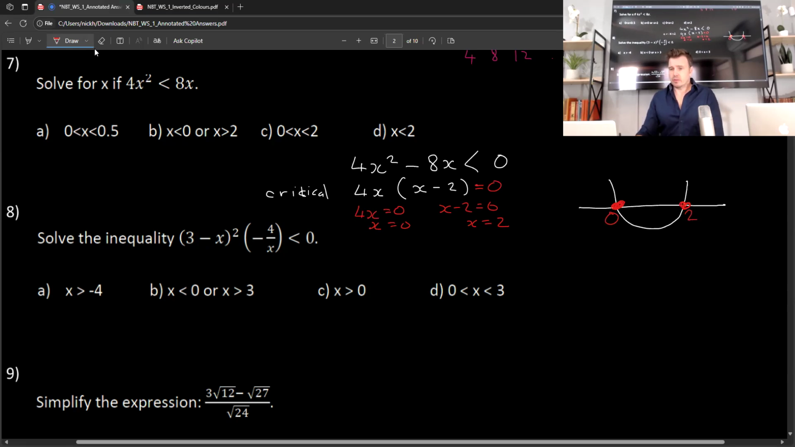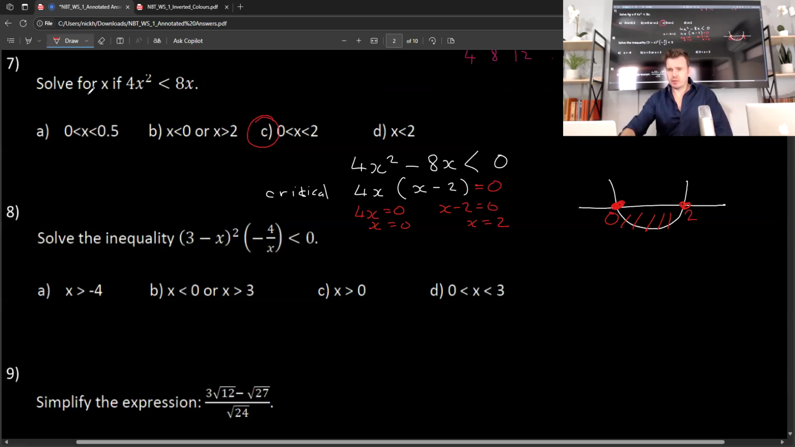All right, and what we know is that this is less than 0, so it's between. So you see that it's less than 0 over here, where it's below the axis. Okay, so it's between 0 and 2, so it's going to be this one here, C.